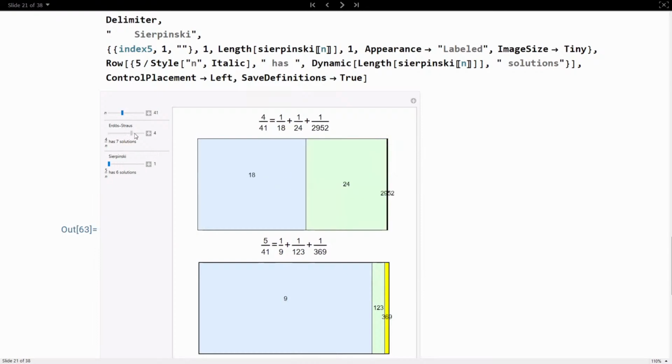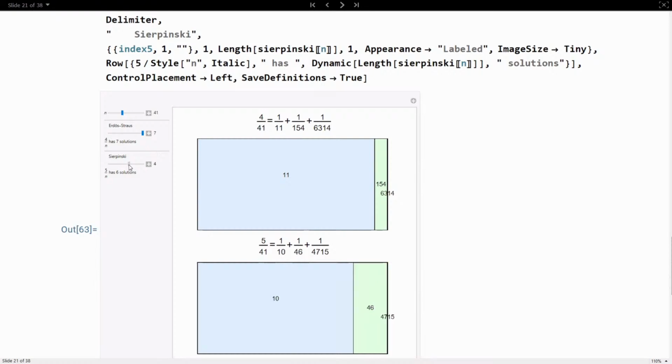41. There's 7 solutions for 4 over 41 with a 3-part Egyptian fraction, and there's 6 solutions for 5 over 41 as a 3-part Egyptian fraction. It's unsolved whether 4 over n and 5 over n can always be done as a 3-part Egyptian fraction. That's a long open question, and it's strange that something as simple as fractions from 4,000 years ago is still unsolved. That's a problem Ames was working on.